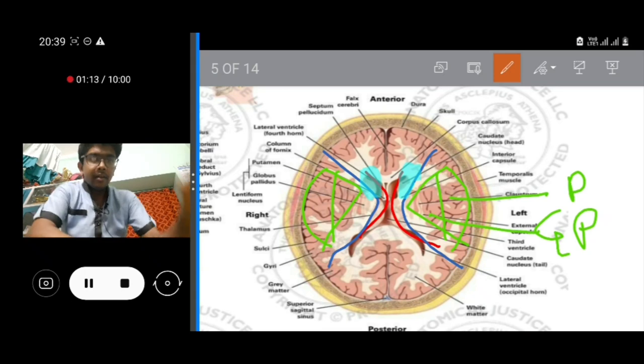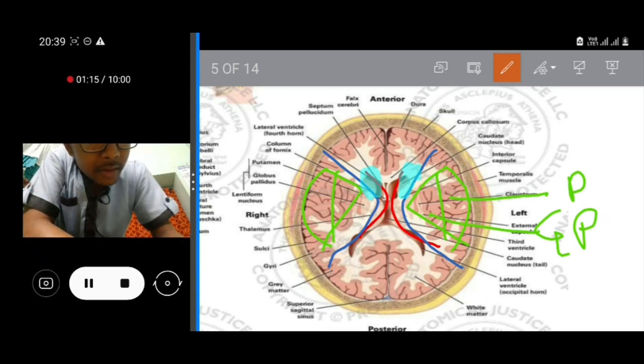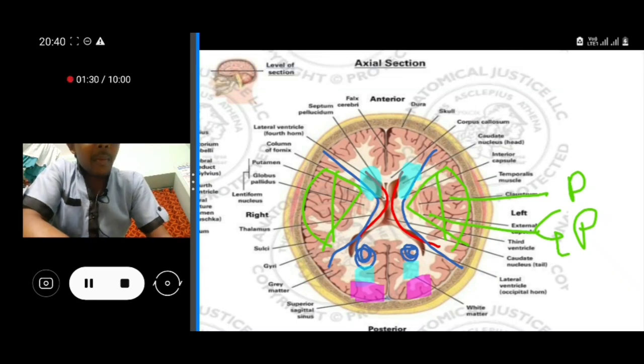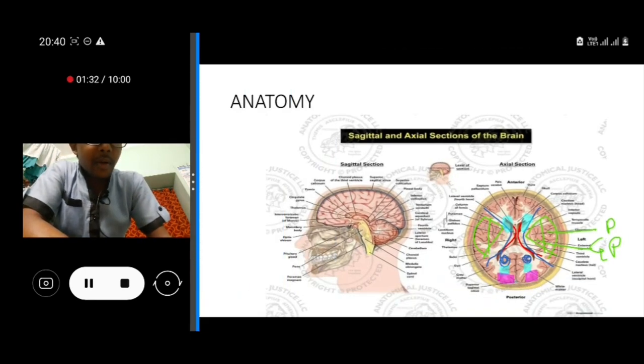Okay. Now, behind the lateral ventricles, there is the thalamus. Behind the thalamus, what is present? Subthalamic nuclei. And behind that, there is the substantia nigra. Substantia nigra. Okay. Now moving on to the next one.